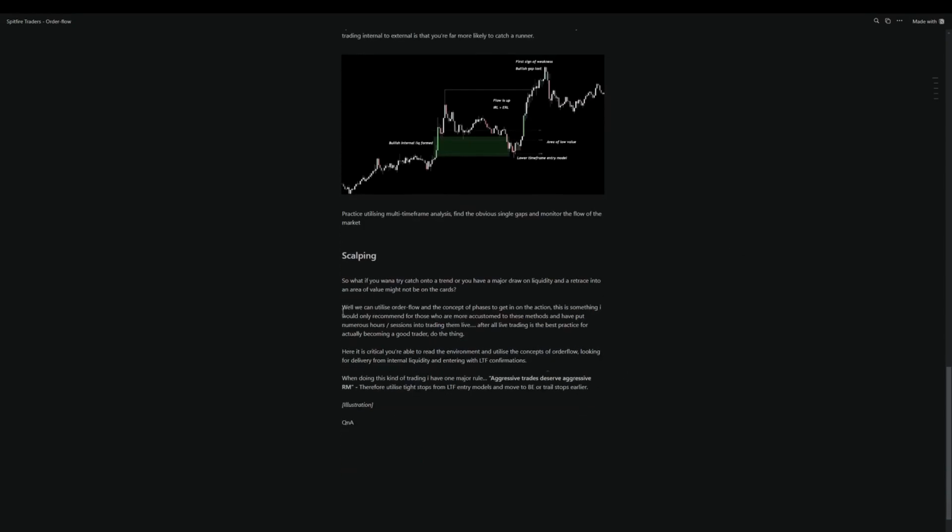So I'll illustrate this myself, but for scalping, what if you want to try and catch on to a trend, or you have a major draw on liquidity and a retrace into an area of value might not be on the cards? You're not getting those retraces into premium if you're looking for shorts, and you're not getting those retraces into discount if you're looking for longs. Let's say the market was really, really impulsive. Well, we can utilize order flow and the concept of phases to get us in on the action.